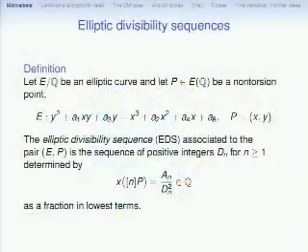Yeah? One slide. Yep. One question. So the index n indicates the multiple, and then Yes.